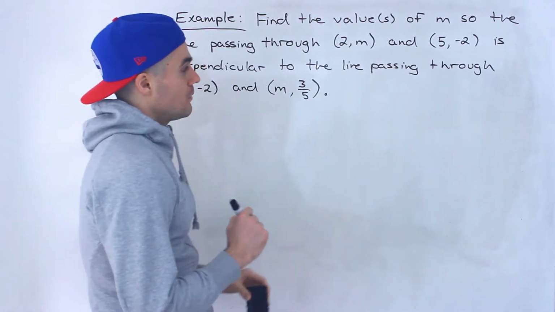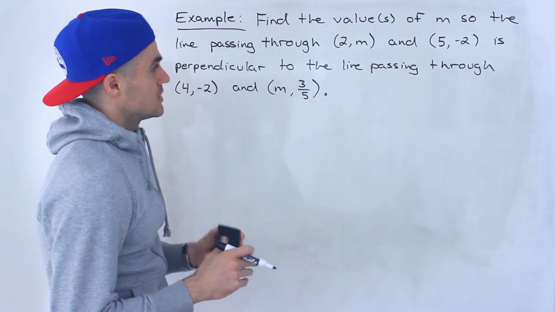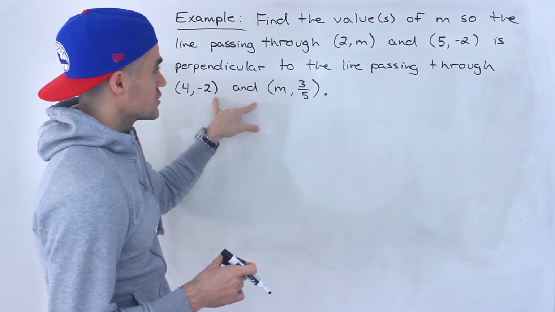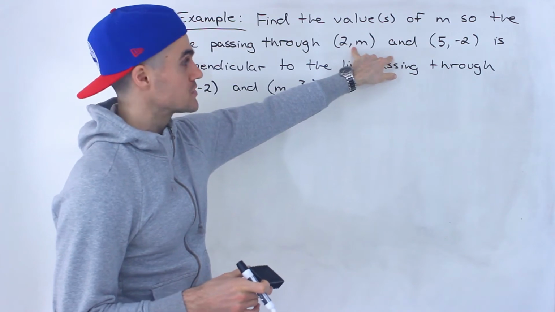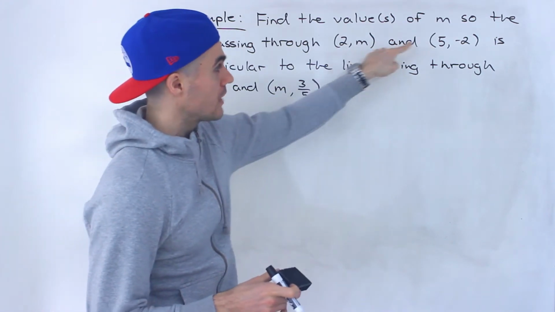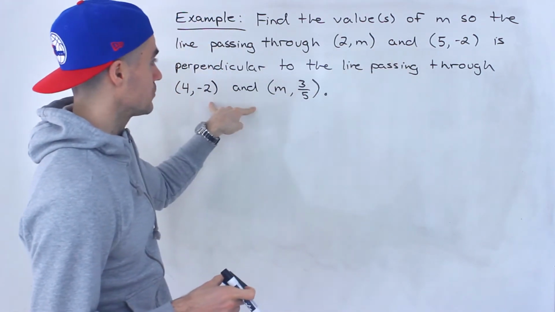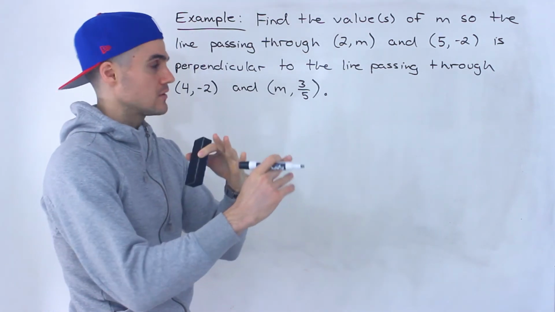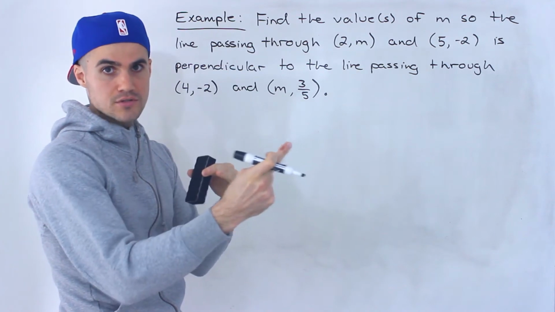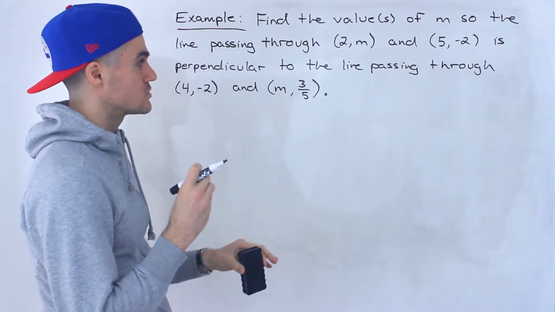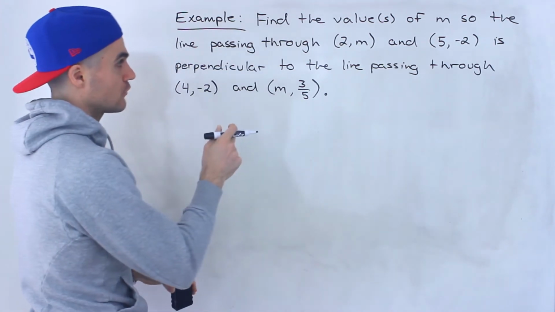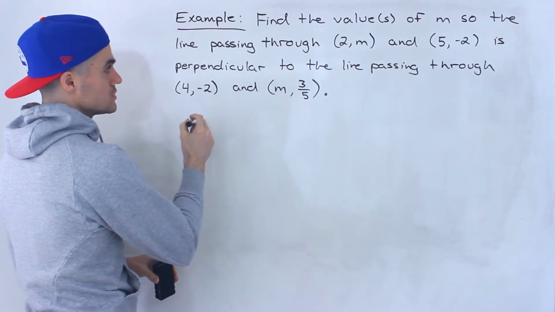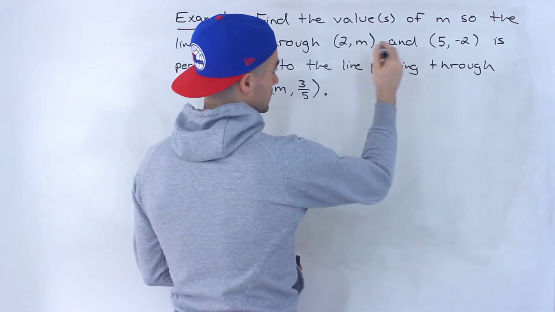So what we've got to do in this question is first find an expression for each of these slopes. The slope of the line passing through these 2 points, and then the slope of the line passing through these 2. And then if they're perpendicular to each other, that means they're going to be negative reciprocals of each other. And then we can use that relationship to solve for m. So first thing I'm going to do is find the slope between these two.